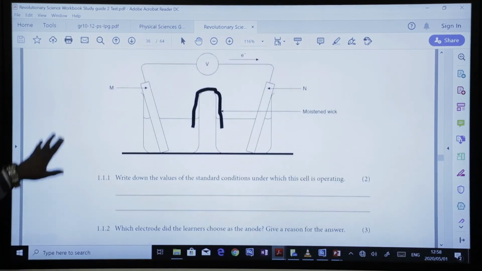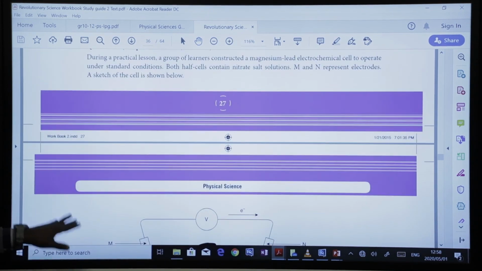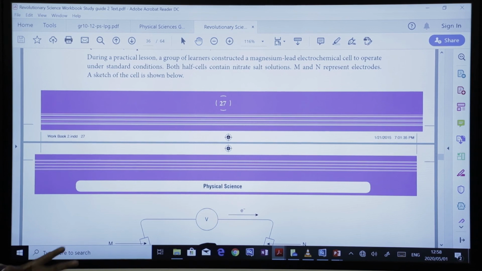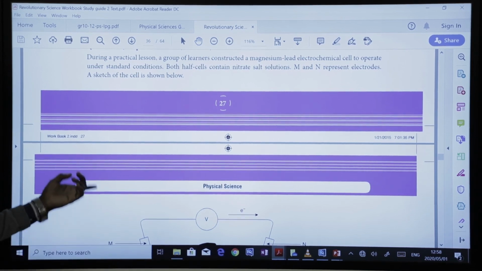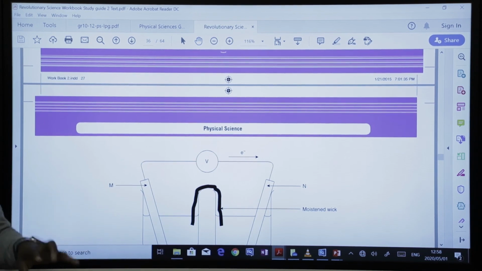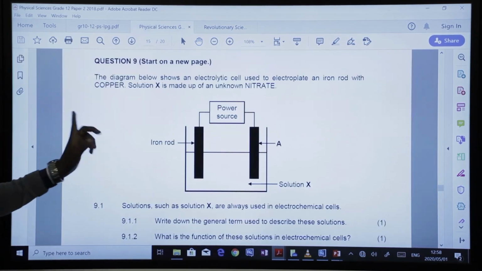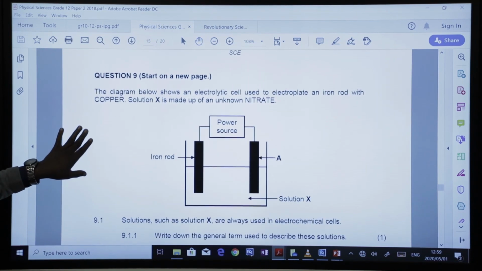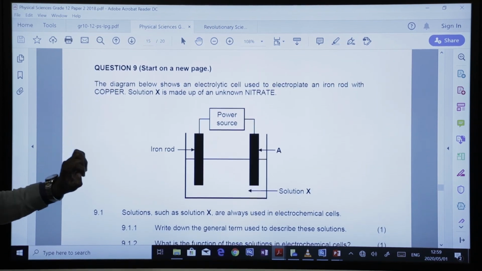So in our next presentation, we are actually going to carry out a small experiment where we show an electrolytic cell and possibly a galvanic cell, and then we answer question 9 of the 2018 May-June past paper. Thank you very much.